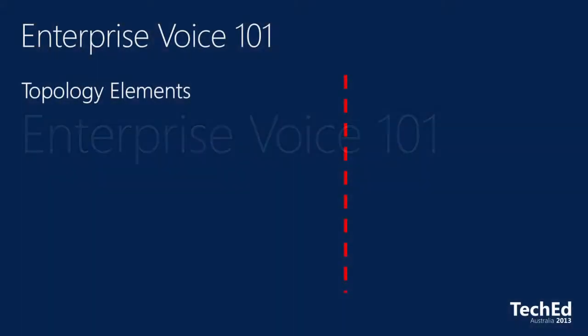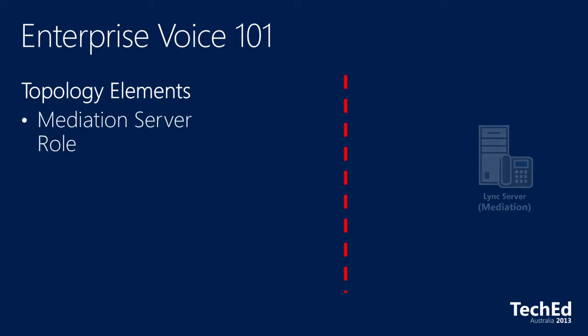All right, so I'm just going to talk a bit about some of the architecture of how Lync actually connects to phone lines and some of the terminology that we use when configuring and deploying Lync. In Lync we have what's called a topology, which is basically a map of all our infrastructure for Lync. And there's a few key elements that relate to enterprise voice. The first is what's called the mediation server role.